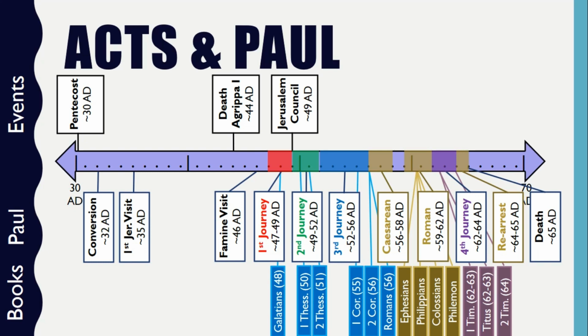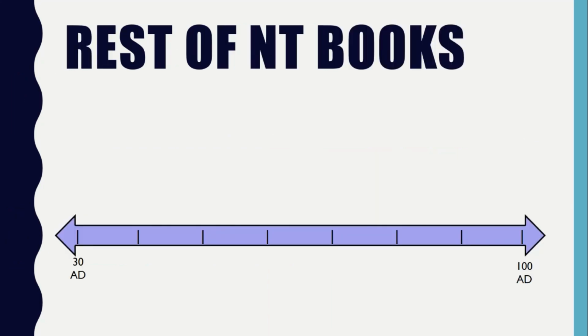That's the timeline of Paul, and that's largely the timeline of Acts, because after about the middle of Acts, it focuses mostly on Paul and his ministry. So that timeline shows you when the books written by Paul were penned. That doesn't tell you about the rest of the New Testament. So I want to look here briefly at when the rest of the New Testament was written.